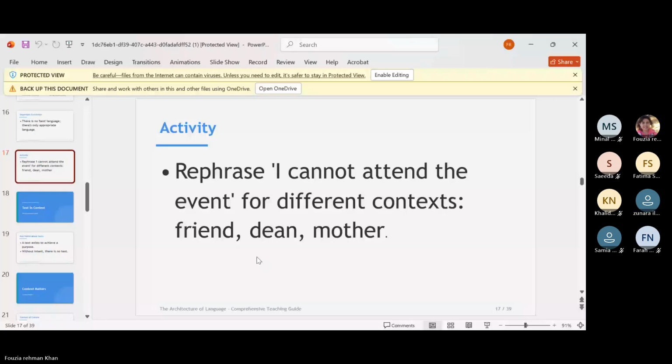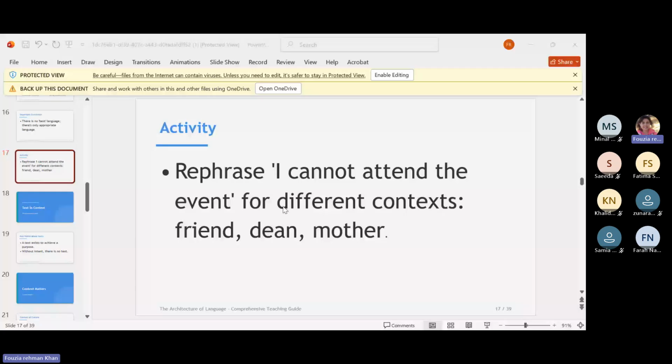Ma'am, if we use it for the dean, we can say, I may not attend the session, in a formal way. And if we use it with friends, we can use words like bro, sis, or yeah, I cannot attend the event or the session. If we talk with mother, we use it simply: mom, I cannot attend the event.